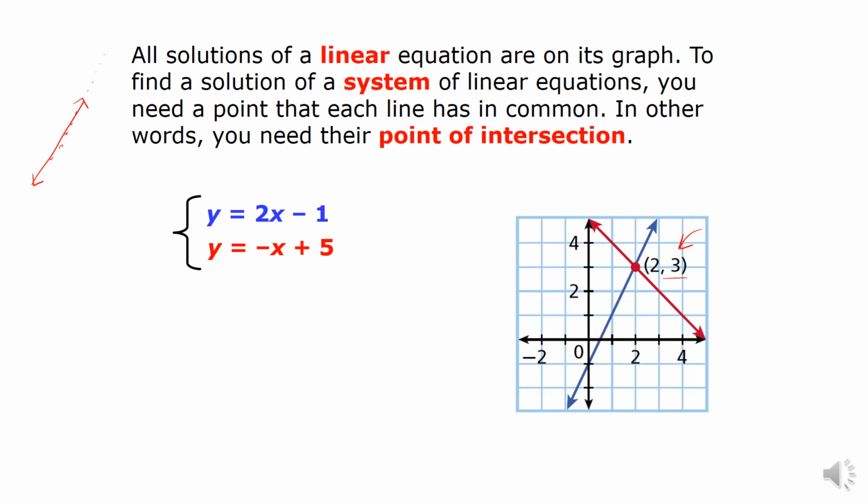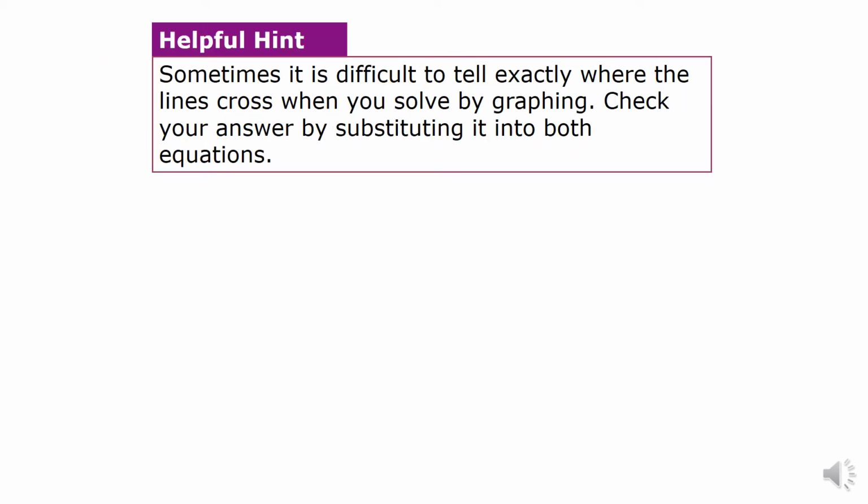You always want to check just in case you didn't graph carefully enough. So I would go 3 equals 2 times 2 is 4, minus 1, that works. 3 equals negative 2 plus 5, and that works. And so that tells me that that is my solution. Okay. Sometimes it's difficult to tell exactly where the lines cross when you solve by graphing, so always check your answers. This is what I just told you.